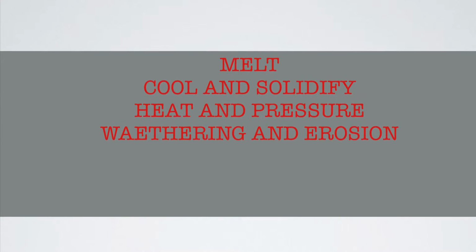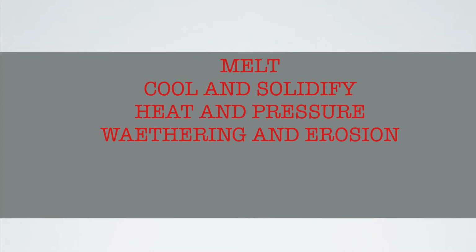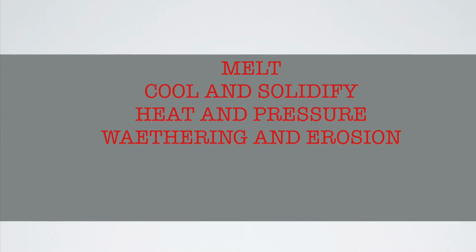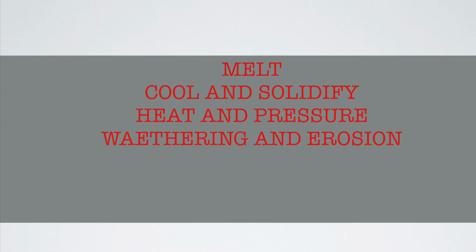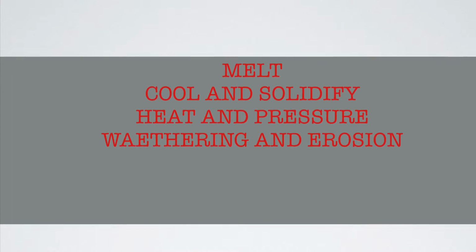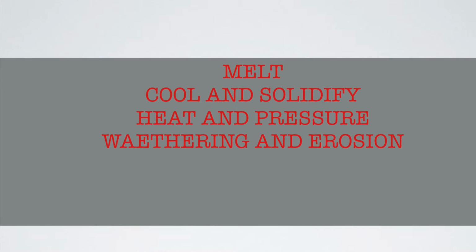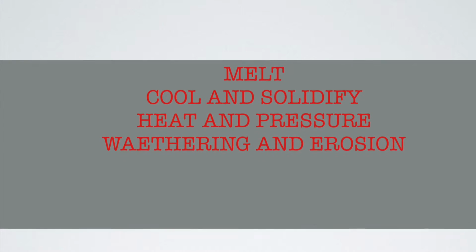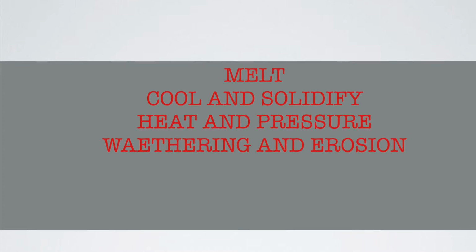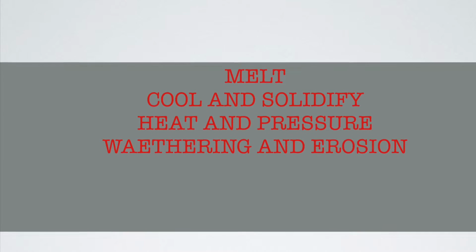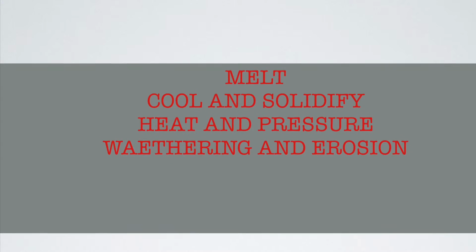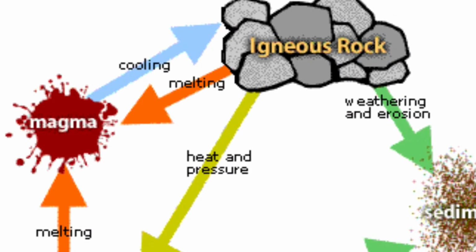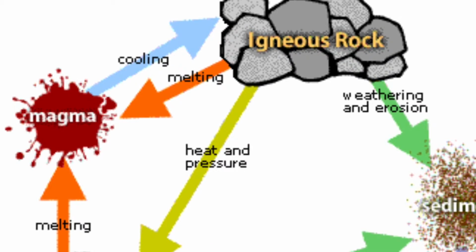And now we have a few more processes of the rock cycle. Melting, or melt, which is melting the rock. Cool and solidify, which goes with the magma when it comes out and it cools and solidifies. Heat and pressure is when you warm something up and put pressure on it. And weathering and erosion is breaking the rocks down into smaller sediments. And now we can see how all these words come together to make the rock cycle.